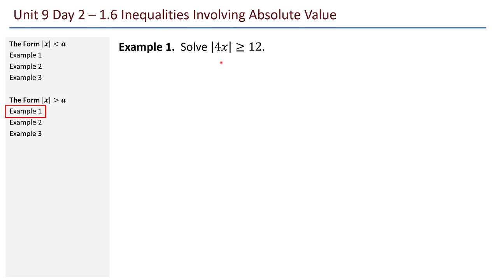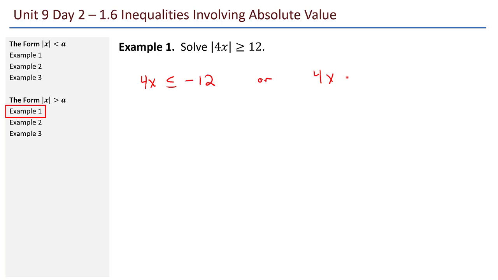Solve. Absolute value of 4x is greater than or equal to 12. So I really need two different inequalities. Unfortunately, in this form, I can't just put them both together. I need to solve two different things. So one is 4x, and I'll switch the inequality, less than or equal to, and I make that negative, -12. So that's one thing to solve.